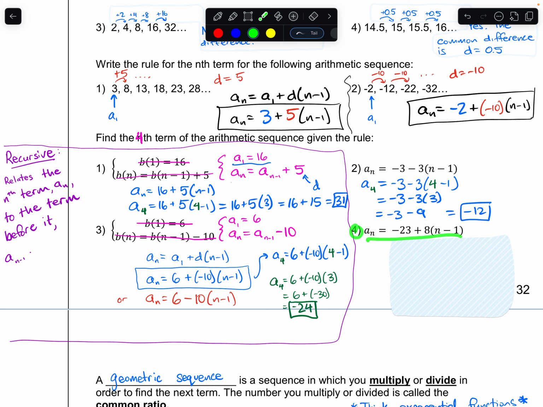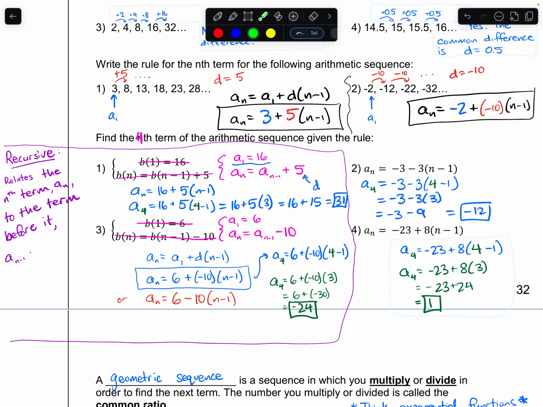Number 4 is written explicitly already. If you plug in 4 for n and follow the order of operations, you should find that the fourth term is 1. All right, that's it for arithmetic sequences.